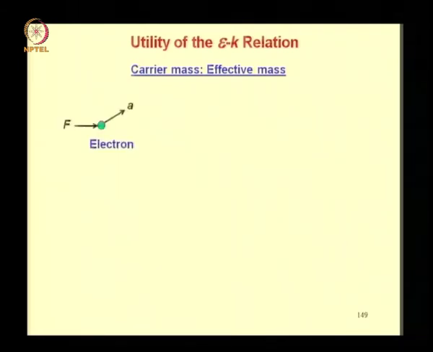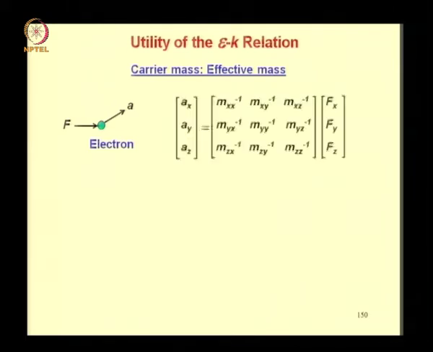So the basic point is that for an electron in a crystal, if the force is acting in some direction, the acceleration is not in the same direction because of the presence of crystal potential. So the effective mass is actually a tensor. Now this matrix representation you have come across already in the second module, the module on the qualitative discussion of carrier transport, which is repeated here.